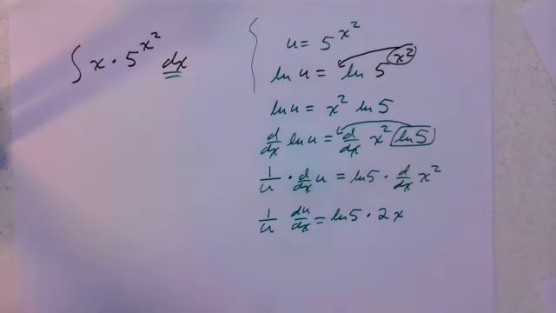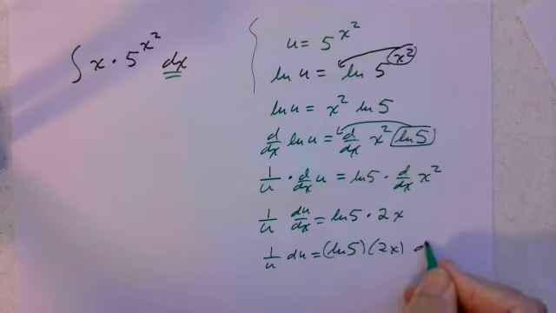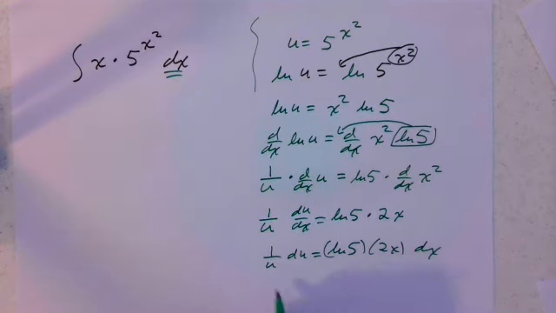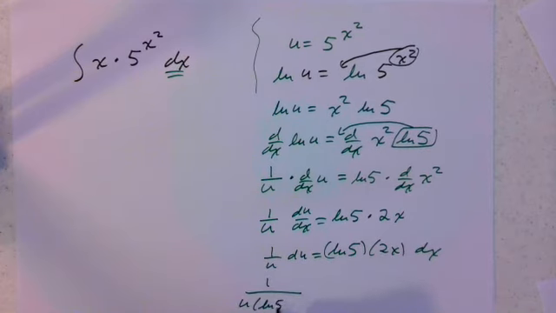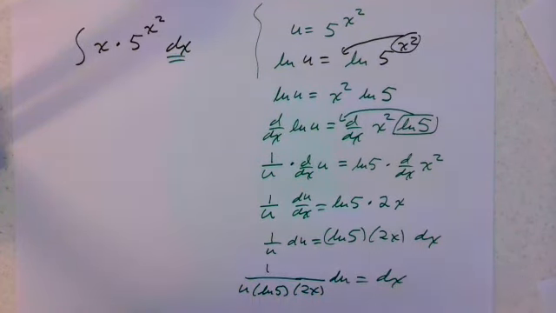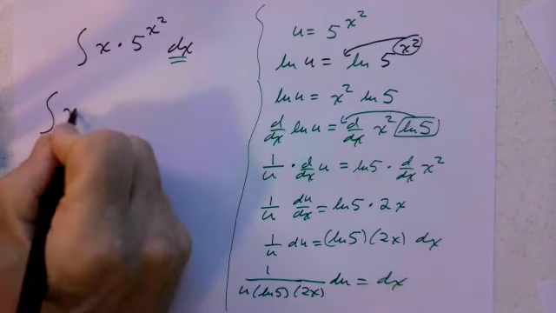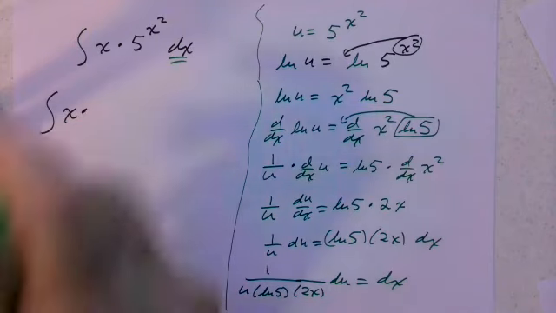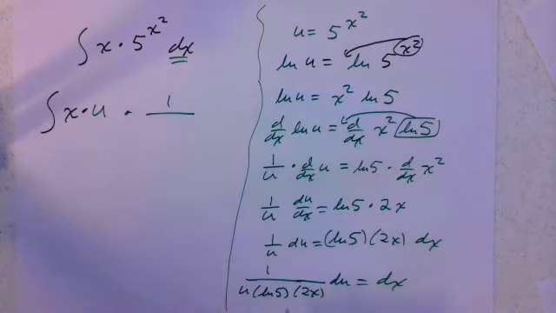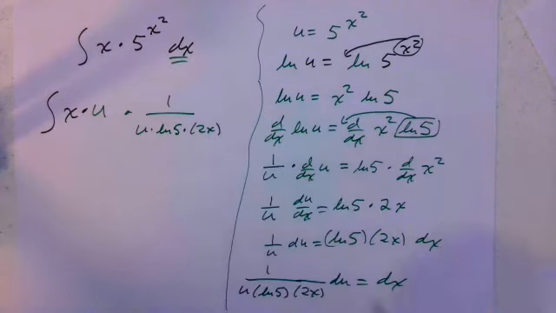Now you know our goal typically is to solve for this dx, to substitute it. So I'm going to multiply both sides by dx. And I get 1 over u du equals natural log 5 times 2x dx. And if I solve for dx, I divide by that stuff that's multiplying dx. And we get 1 over u times natural log 5 times 2x du equals dx. And we're going to substitute all of that in over on this left side. So we have the integral of x times 5 to the x squared, which is u. dx, as you see, is 1 over u log 5 2x du.